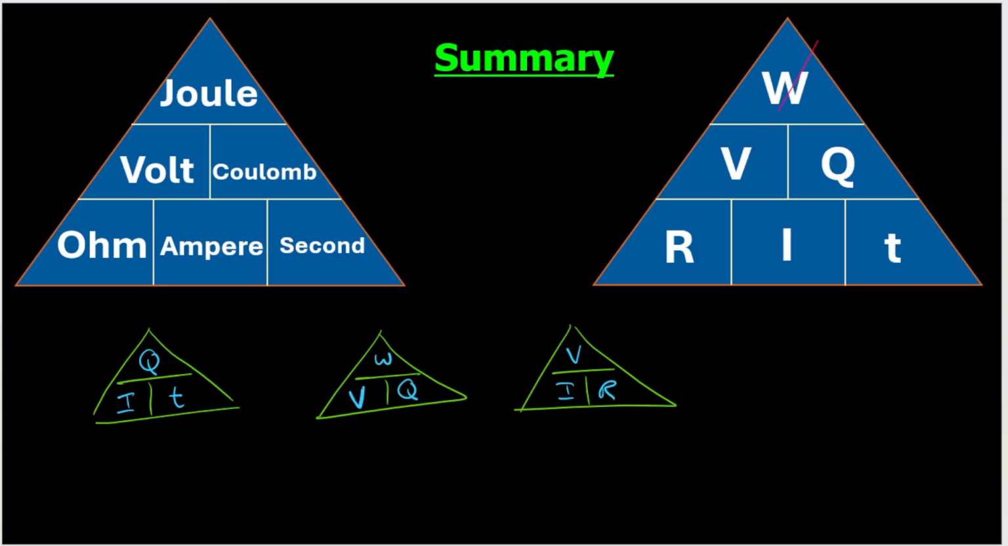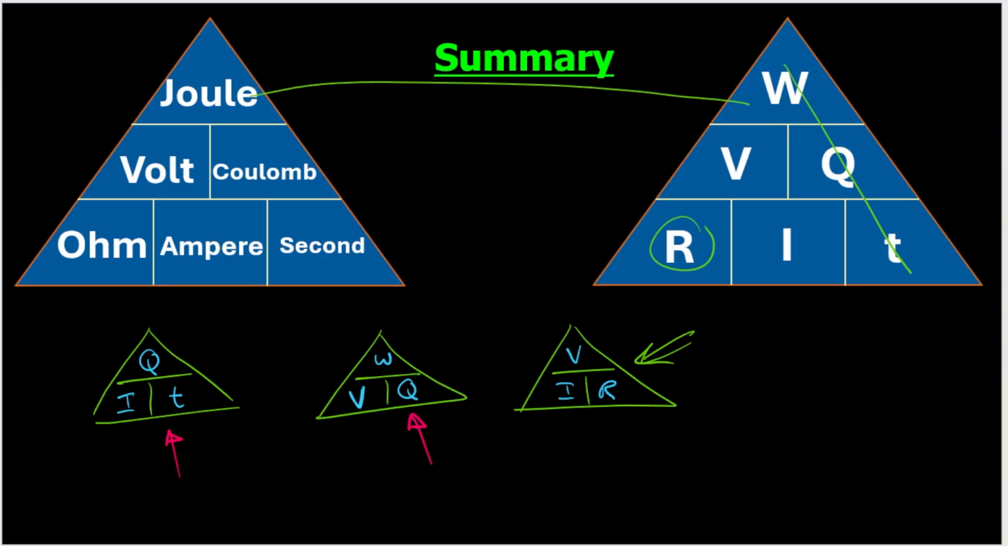If you just cover this side with your hand, you will get the first triangle, which is I times T is equal to Q. Also, if you just cover this side, you will get V is equal to W over Q, which is exactly this triangle. And finally, if you just cover this one, you will get Ohm's law, which is R is equal to V over I. And also you can get the units.